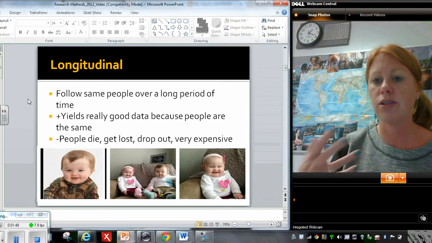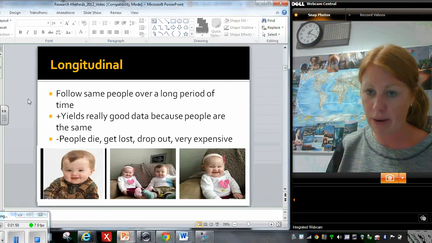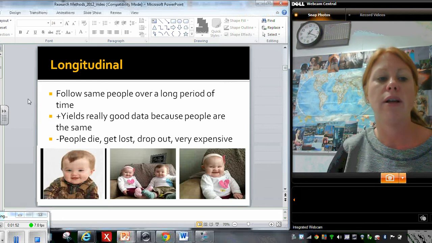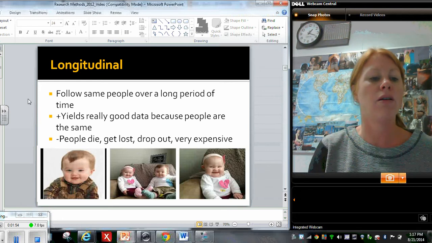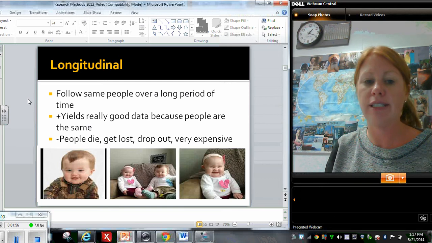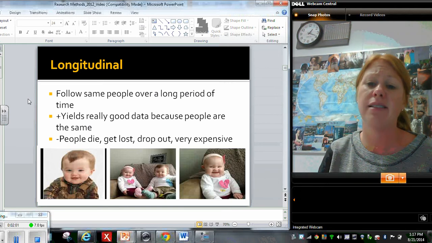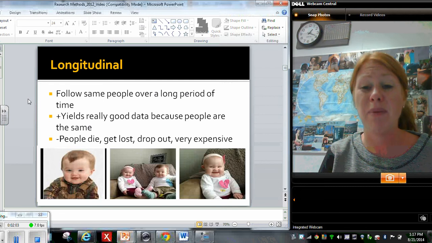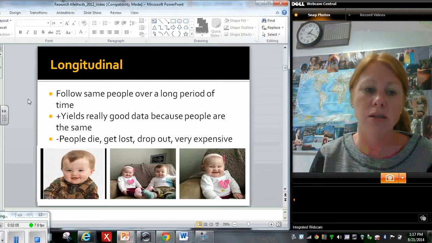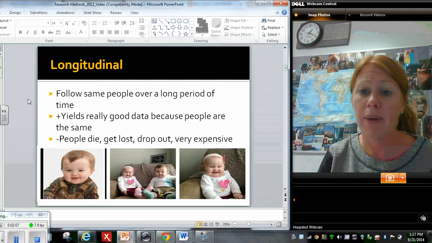Longitudinal is looking at the same person for a long period of time. So they follow the same group of people over a long time. Good thing is you get a lot of good data because the people are consistent and the same. The bad thing is some things may happen, like people pass away, or they get lost, or they want to drop out of the study, or it could be really expensive.